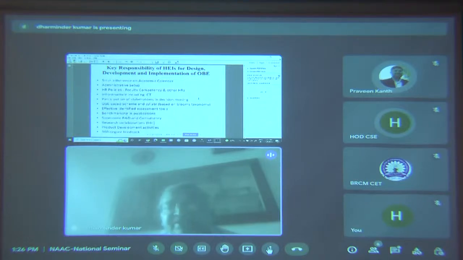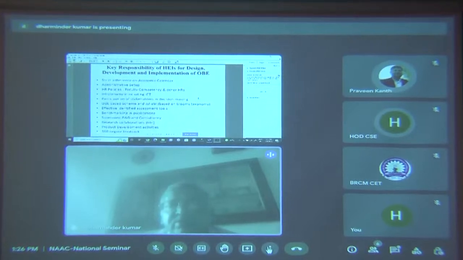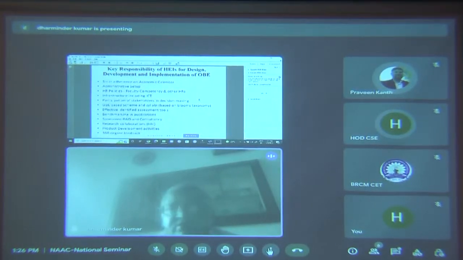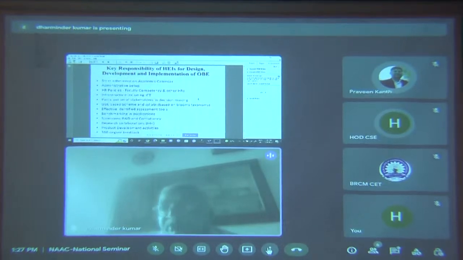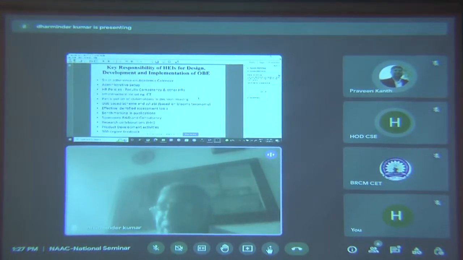Participation of stakeholders in decision making. It should not be that only few stakeholders are involved in decision making. All stakeholders must be involved. OBE-based scheme and syllabi, particularly based on global taxonomy, which can address all levels. Effective identified assessment tools, because every course coordinator must identify which assessment method, direct or indirect, be used to evaluate graduates, particularly to achieve the COs of the course.